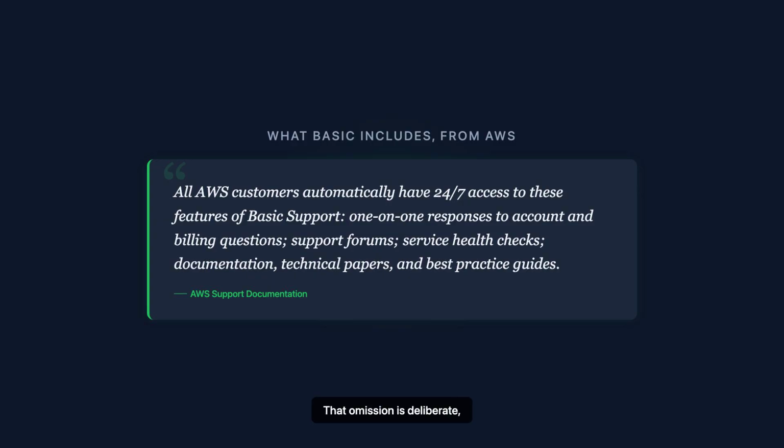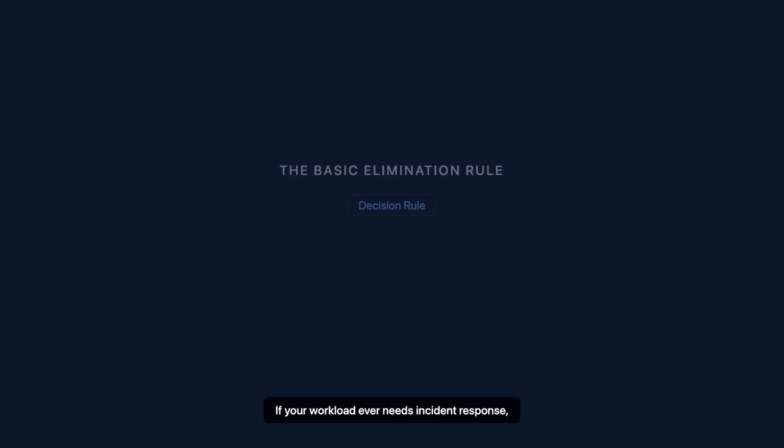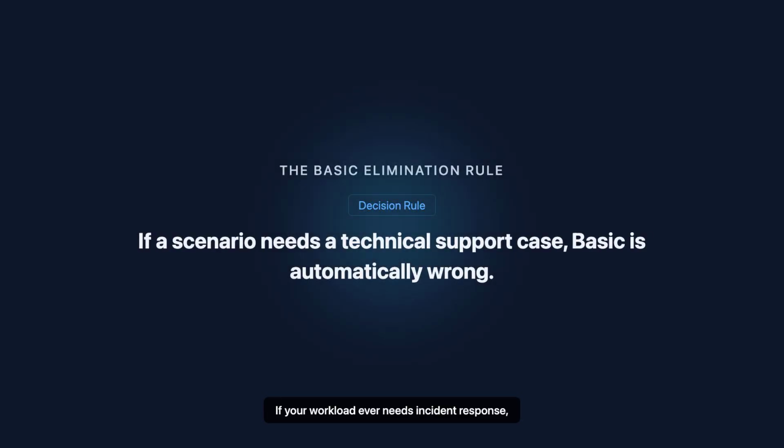That omission is deliberate, and it's the whole point of the free tier. If your workload ever needs incident response, Basic simply cannot do it. Basic handles only account and billing questions. There's no way to open a technical support case at all. So the moment a customer needs help with a degraded service, a failing deployment, or anything touching their actual workload, Basic is off the table. Any technical support requires developer or above. The cheapest plan that lets you open a technical case is developer, which is exactly where we're headed next.